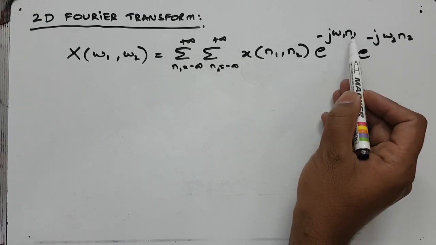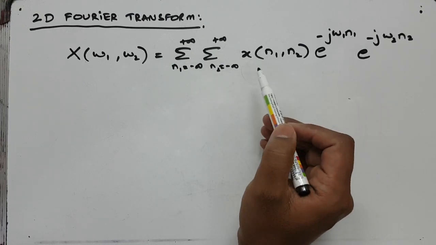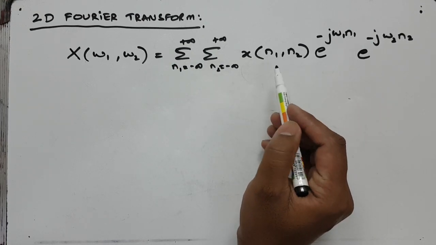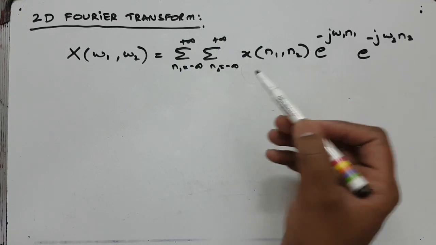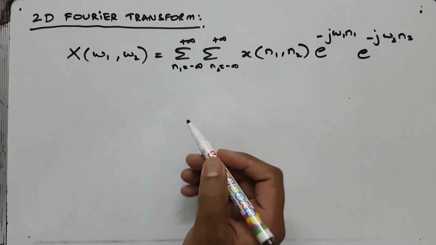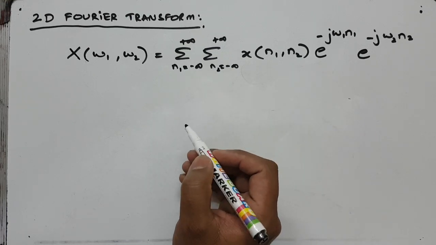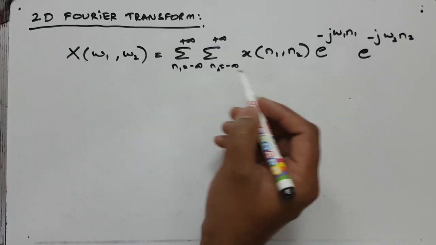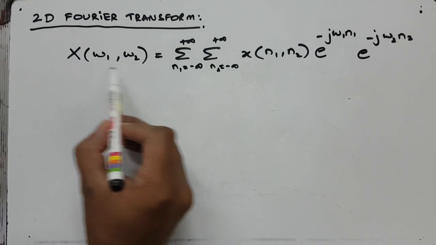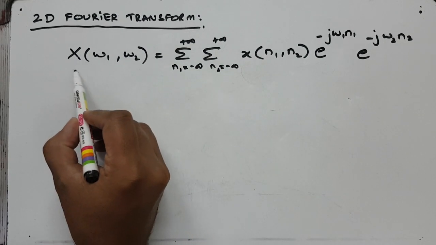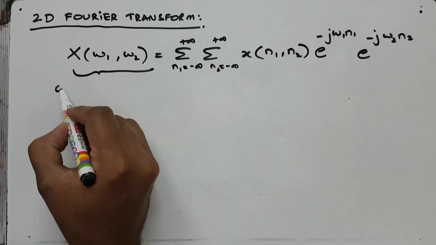where n1 and n2 are all the samples in the two dimensions. So it is a two-dimensional signal. So this is the definition of 2D Fourier transform. So this side, this is a continuous signal.